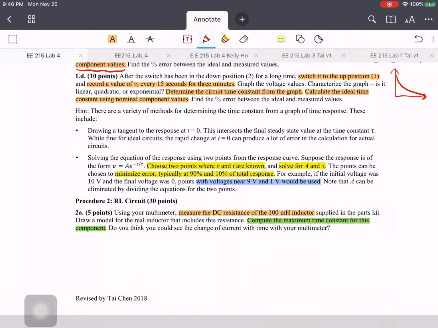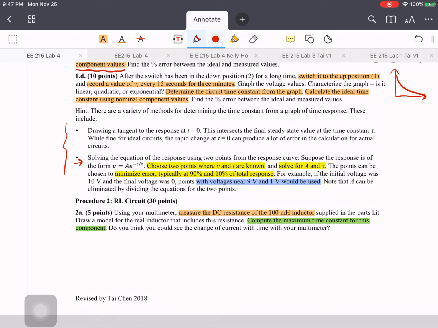So in this report, it introduces a few ways to calculate the time constant. So you can read this part. In particular, we introduce this one. So solve the equation of response using 2 points from the response curve.